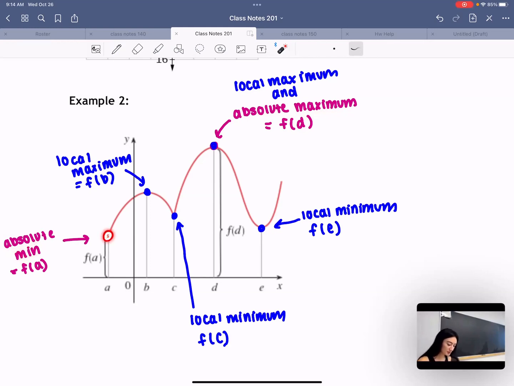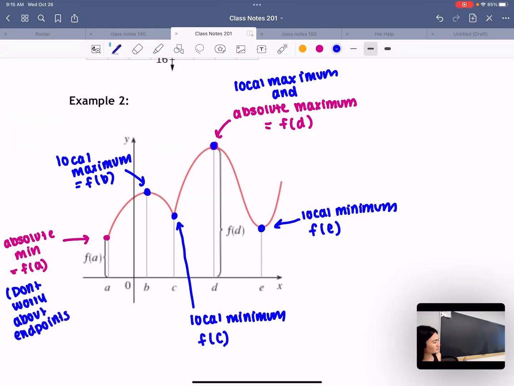Is this absolute min a local minimum? This one's actually a little bit tricky. It actually depends on the textbook. Our textbook doesn't consider this a local minimum. I don't really know why. But I'm just going to write, don't worry about endpoints, because it really depends on the textbook if this is a local min or local max. So I really don't care too much. Don't worry about endpoints.